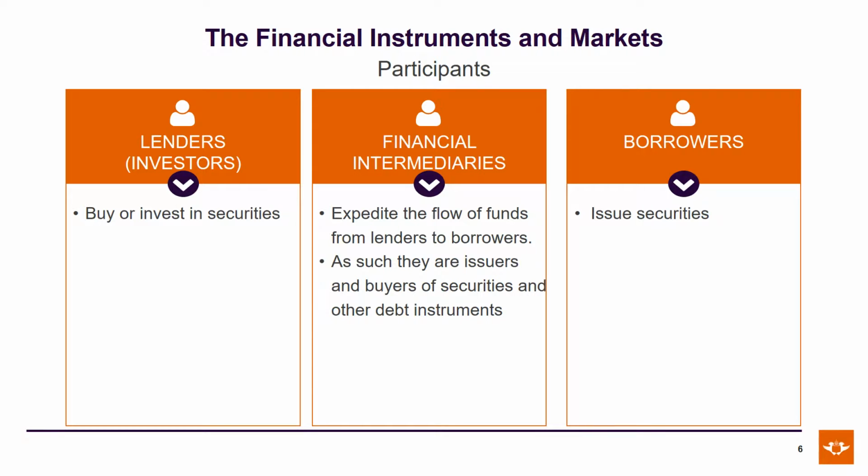So we have seen these participants before, so we're looking at the participants now of financial markets. And because the financial market is part of the financial system, there are participants we've seen before. So there are lenders, the individuals who buy or invest in securities. You have the financial intermediaries. They facilitate or expedite the flow of funds from lenders and borrowers. And as such, they are issuers and buyers of securities and other debt instruments. And you have the borrowers who issue securities.